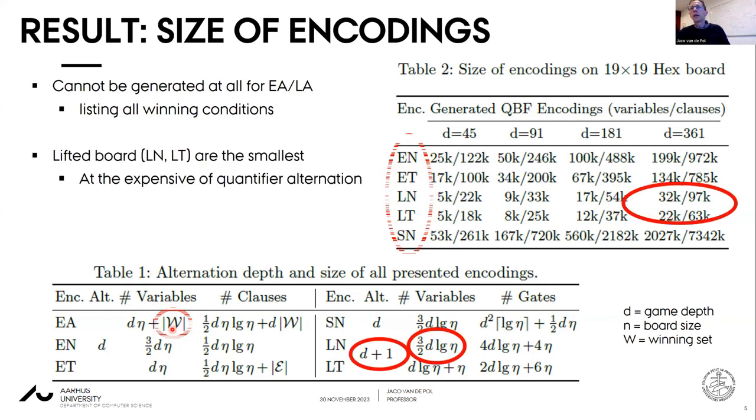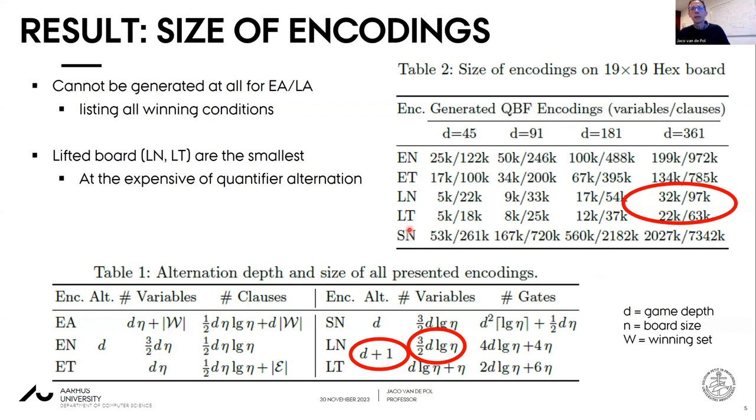So that's clear. Why is lifted the best here? Well, because the lifted one is the only one where the number of variables is logarithmic in the number of positions of the board, right? So if you have 100 positions on the board, you only need log 100 variables to encode it. So that's the logarithmic thing here. That's why these are so small. Now, unfortunately, this has a cost. The cost is that the alternations in this QBF formula are higher, and the solvers are sensitive to the alternations. So there's a price to pay.